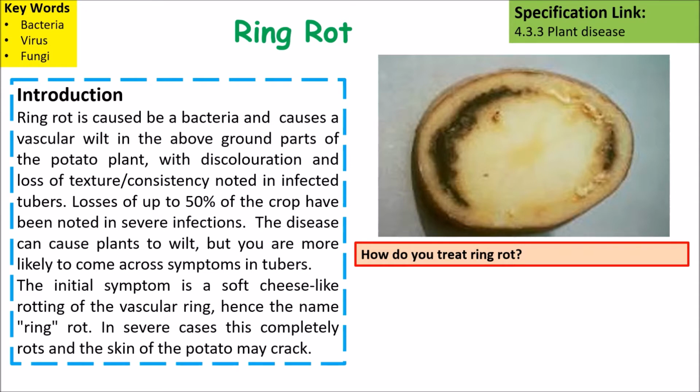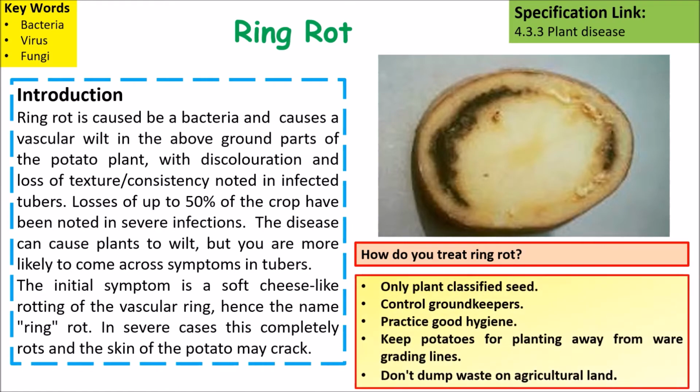So, just have a think about the question: how could we potentially treat ring rot? Pause the video and then have a look at the answer. If we're going to treat ring rot, you can only plant seeds that we know aren't already infected with it. Practicing good hygiene, so you are not carrying or cross-infecting one plant to another, is really important. Keeping potatoes that you're planting away from where plants that had ring rot had already grown is important, and not dumping agricultural waste caused by ring rot is also important.